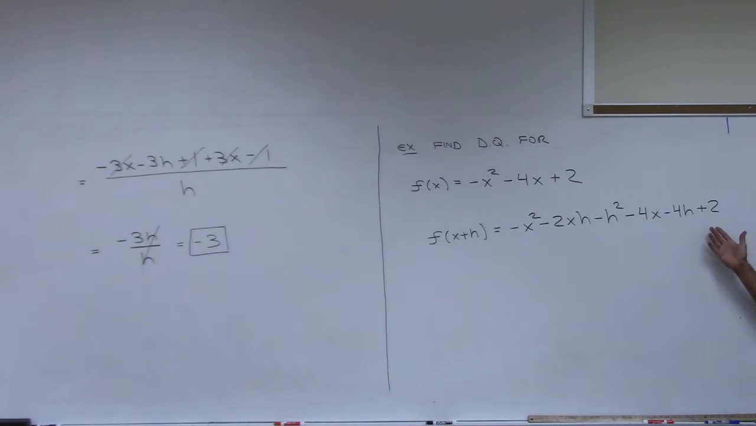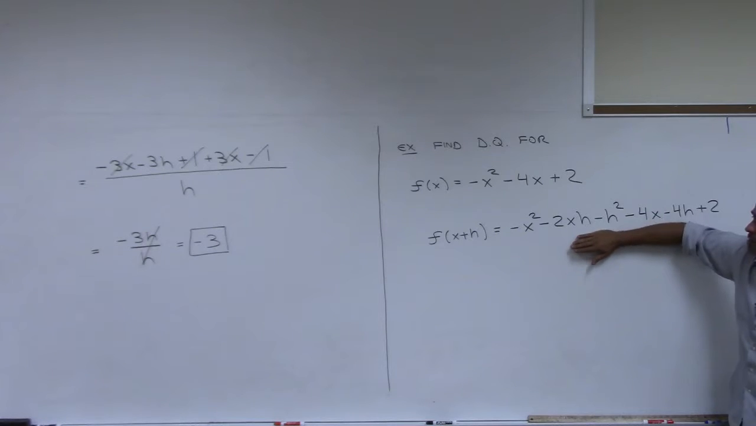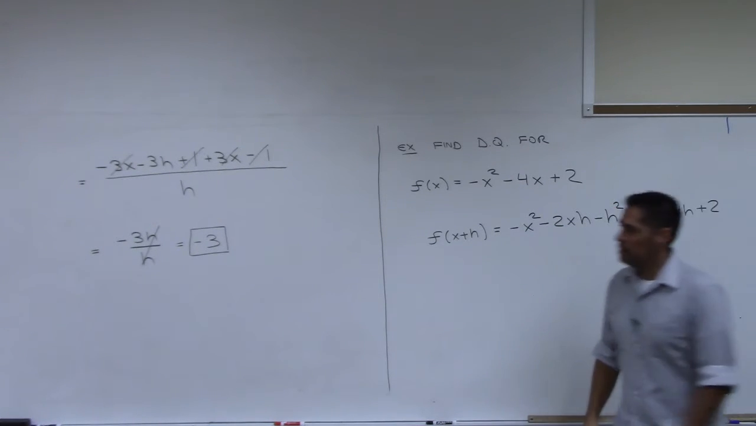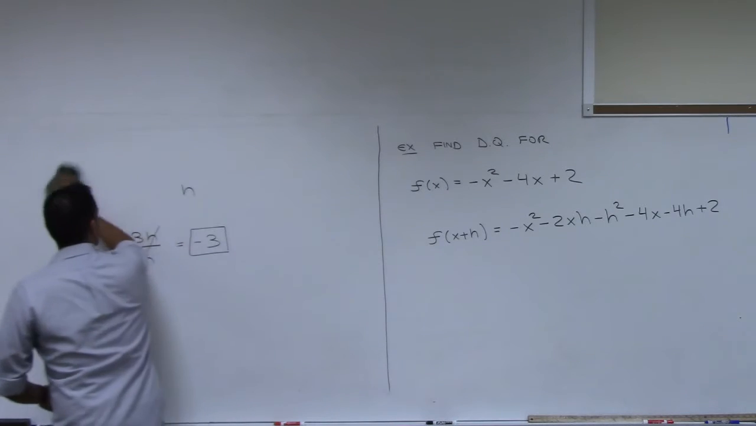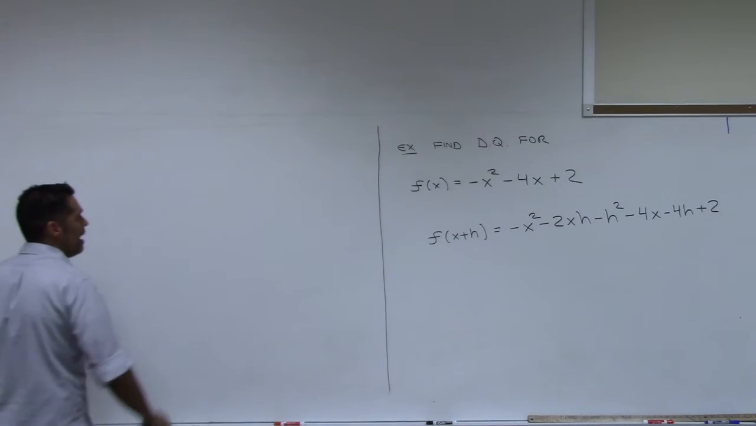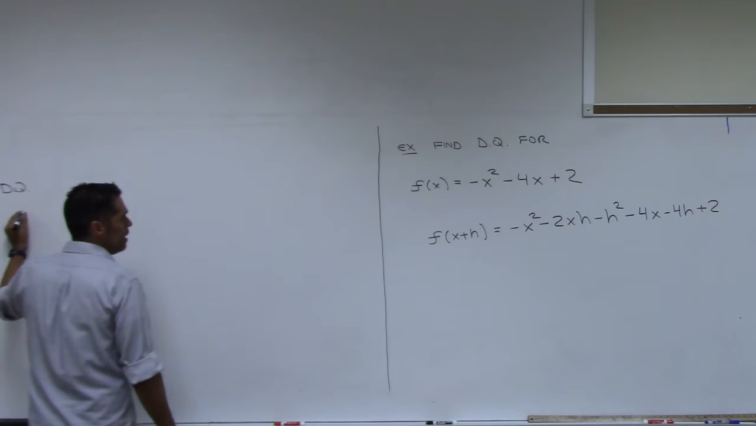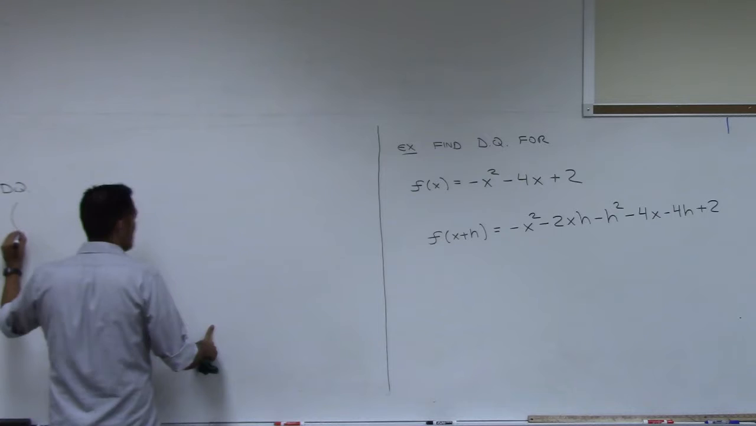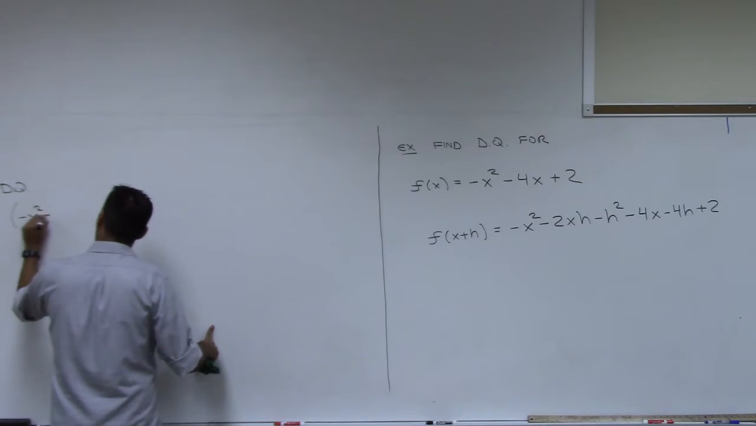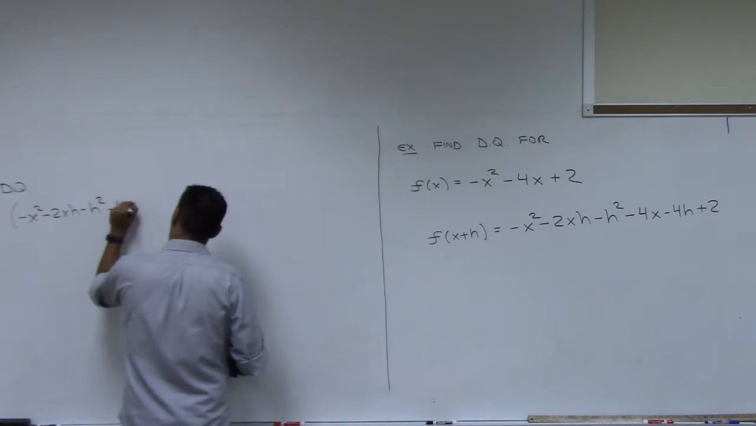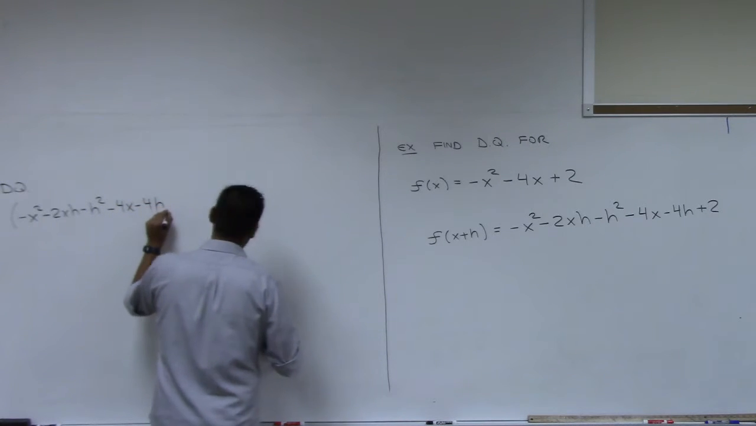Okay, this is what we had, right? So if I want the difference quotient now, what I'm going to do is take this, subtract this, and put it all over h. It's going to look horrible, but it actually is not going to be bad after we simplify. So the difference quotient here will be, I'm going to put in parentheses, I don't need it, but negative x squared minus 2xh minus h squared minus 4x minus 4h plus 2.